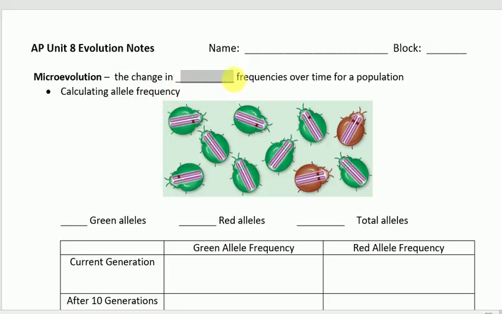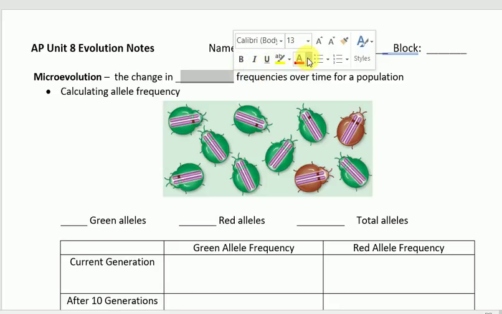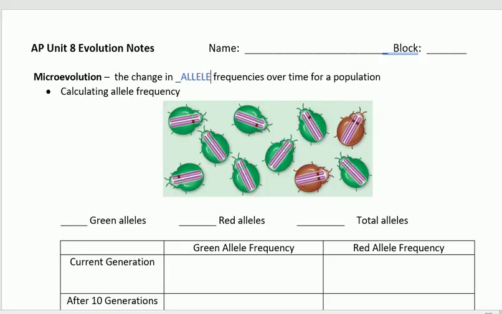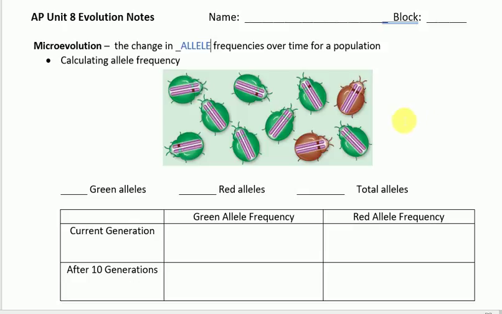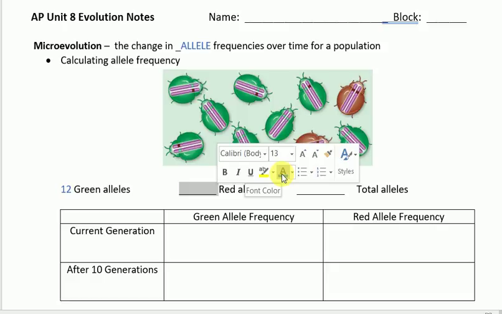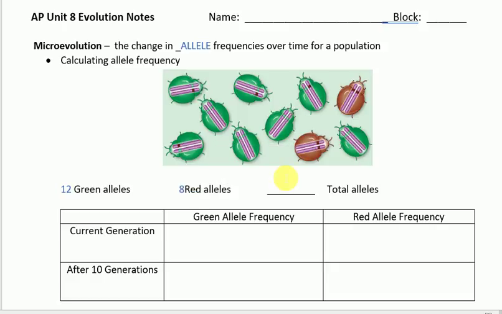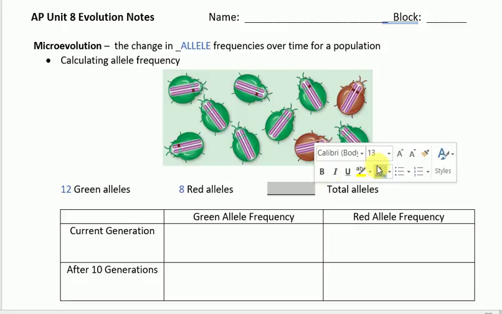So microevolution is when we are talking about a change in the allele frequencies over time for a population. So we have to calculate that frequency. So if we look here, we have 12 green alleles, and we have 8 red alleles. So we're going to say that we have a total of 20 alleles.